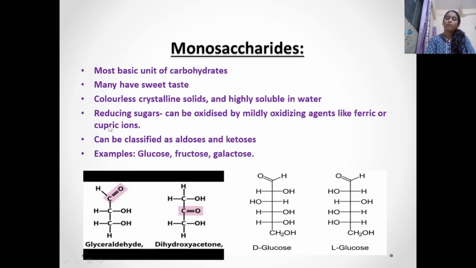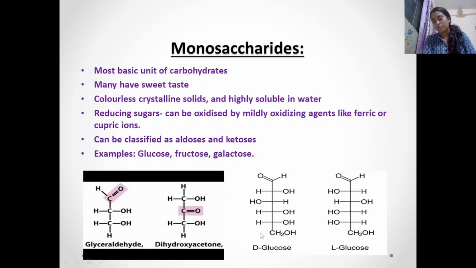These monosaccharides can be further classified into aldoses and ketoses. Aldoses are monosaccharides which contain an aldehyde group, for example, glyceraldehyde, and ketoses are the monosaccharides which contain a ketone group, for example, dihydroxyacetone. Examples of monosaccharides include glucose, fructose, galactose.